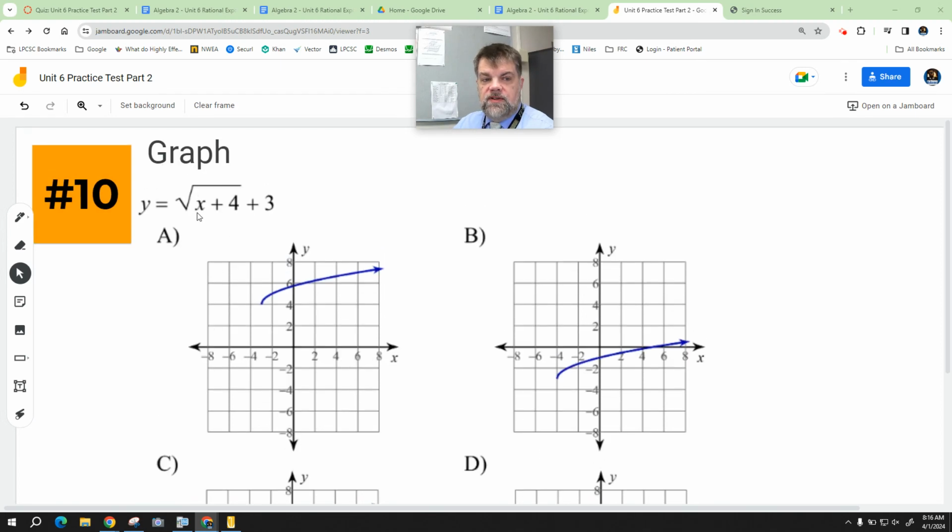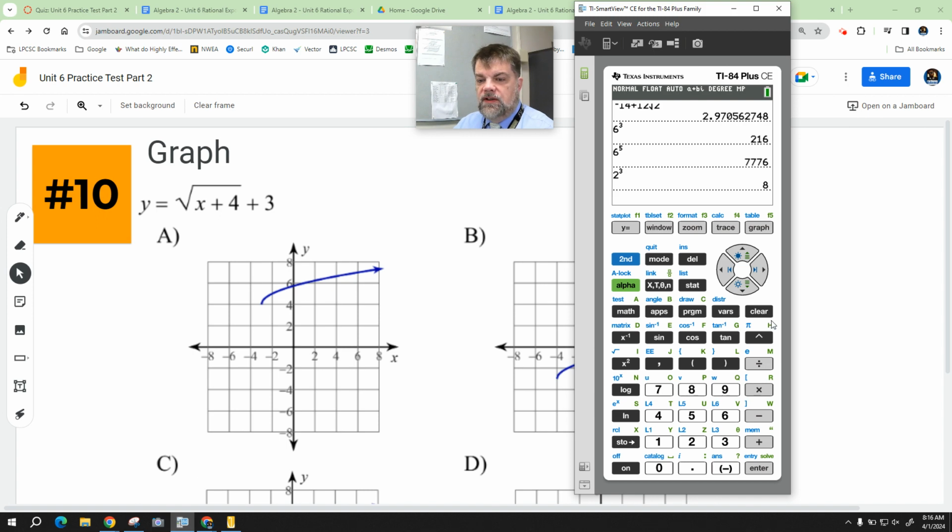Alright, so for this one, we just have to graph it. So you take your fancy calculator and you hit clear. And then notice that my graph window is from 8 to -8. So before I do anything, I'm going to click on the window button. I'm going to put -8 to 8 for my x-axis. That just means I'm going to go from -8 to +8.